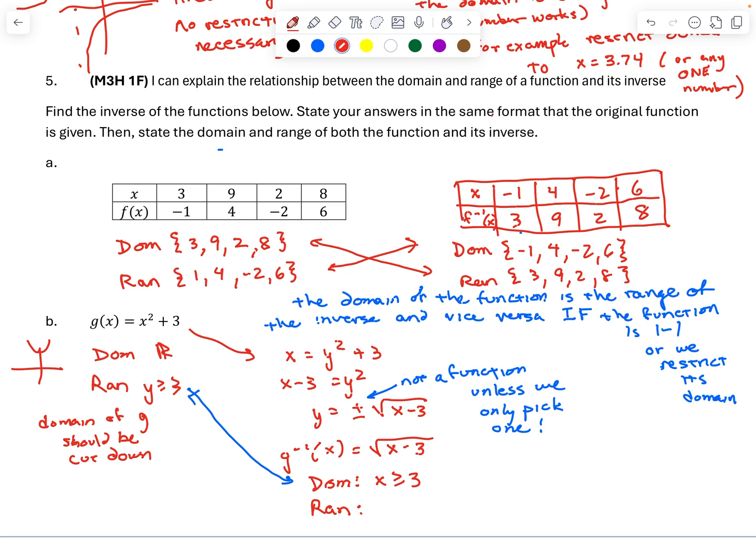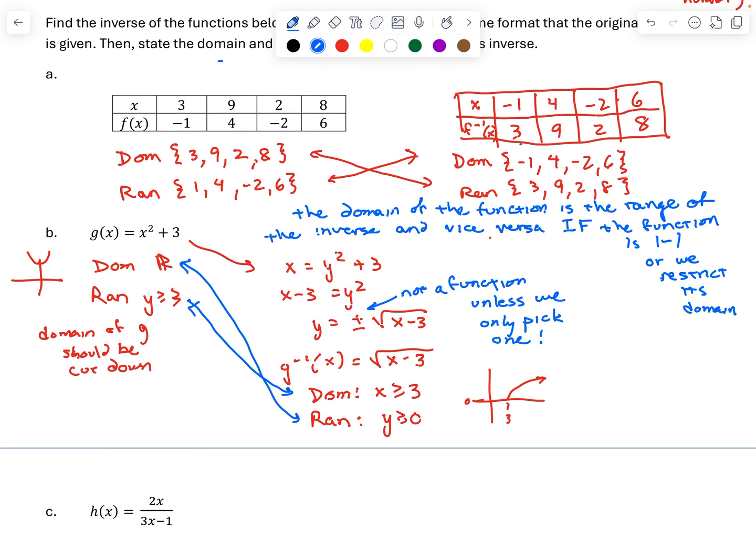Square roots can only be greater than or equal to 0. If I look at this graph, it just does this, and it only goes up from a height of 0. So restricting the domain of the original function is basically the same as restricting the inverse to being a function. So we want to be cutting down the domain of G to the right side.